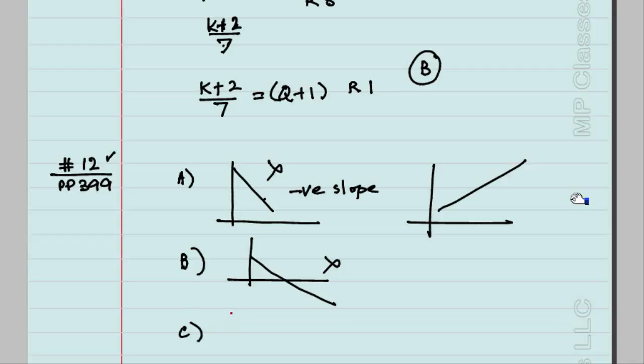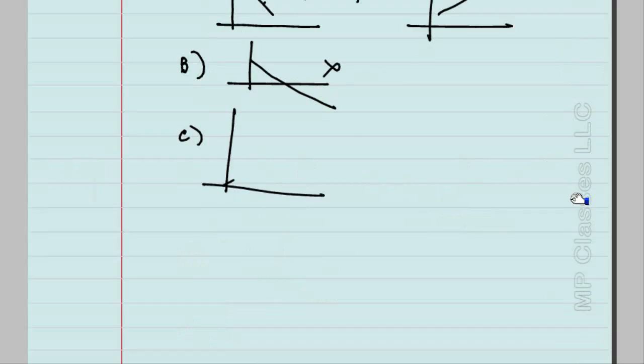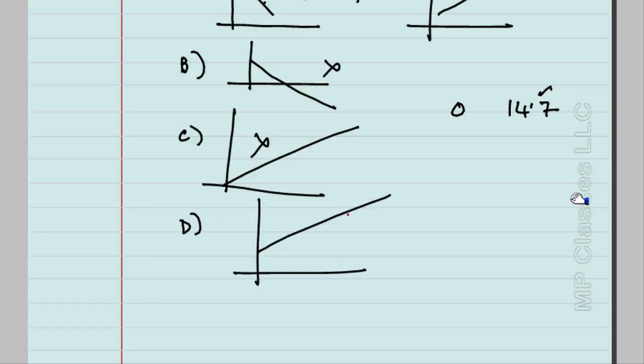Now C has a graph which passes through the origin. That means when the depth is 0, pressure is 0, but the table says that when depth is 0, the pressure is 14.7. So this graph is gone. So when the depth is 0, the pressure is 14.7. This gives us a clue which one out of D and E will be the answer. So D is like this and E is like this.